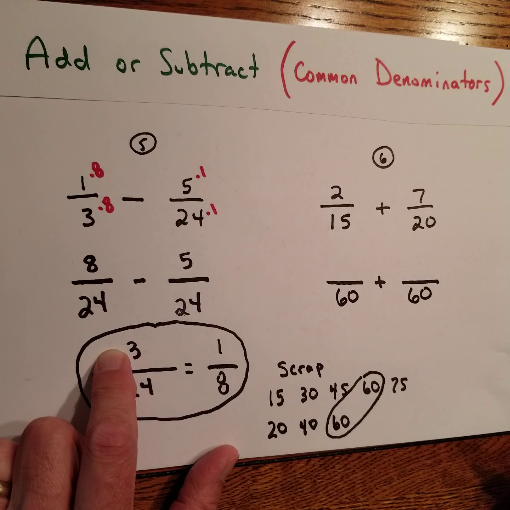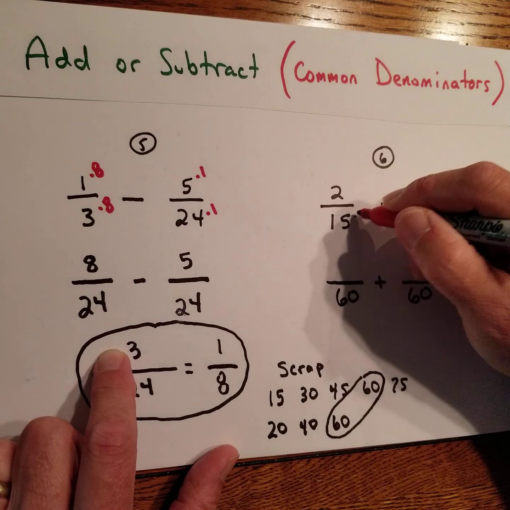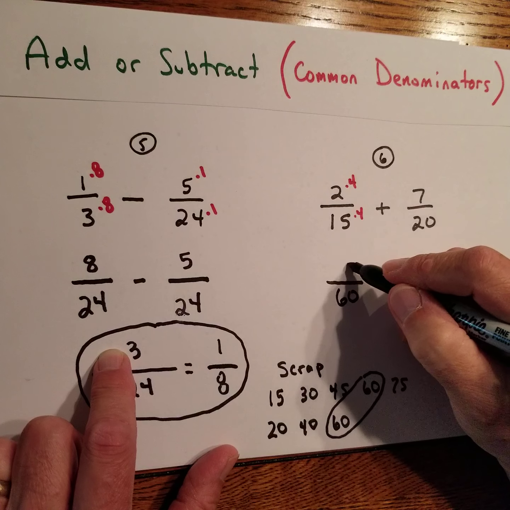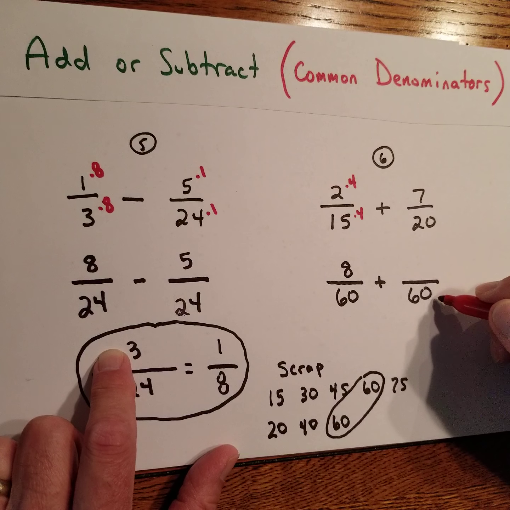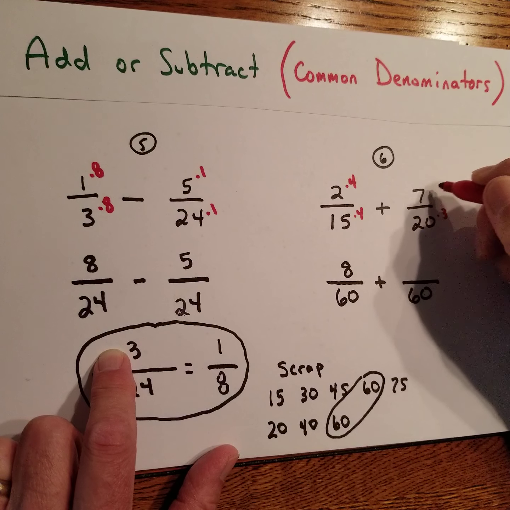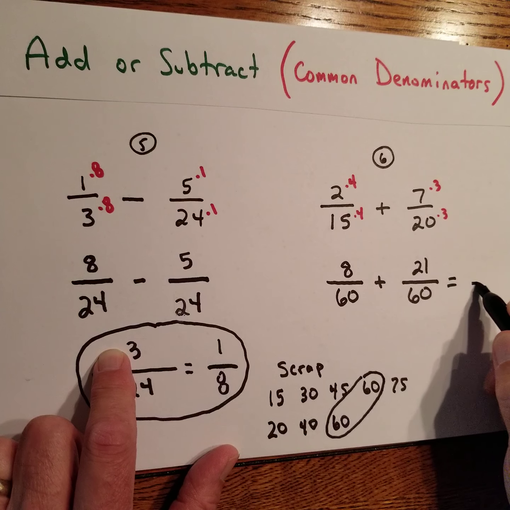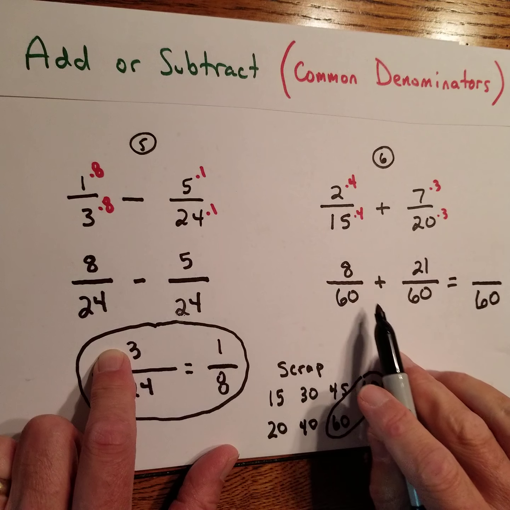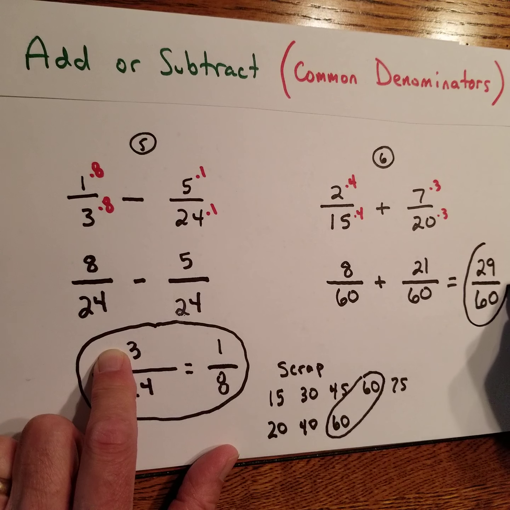Now for the numerators. What do you multiply times 15 to get 60? That's 4. And what do you multiply times 20 to get 60? That's 3. Now for a final answer, we'll keep that common denominator and add the numerators. 8 plus 21, 29 over 60. Beautiful.